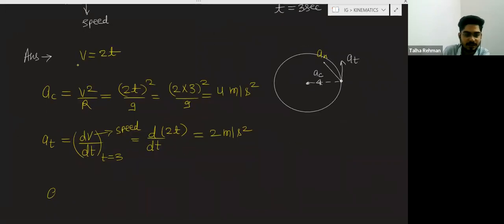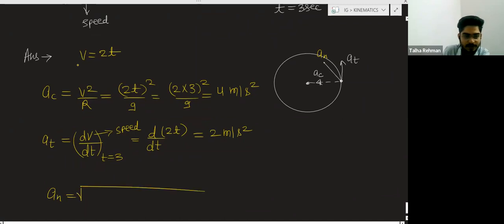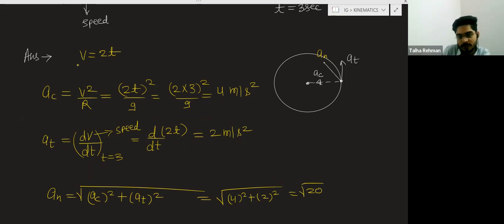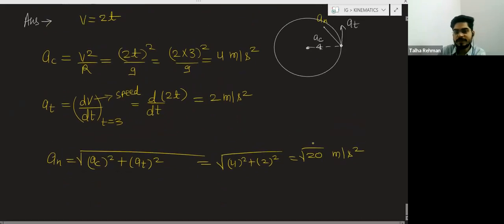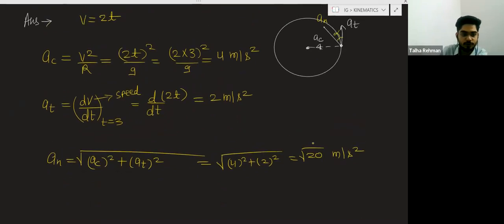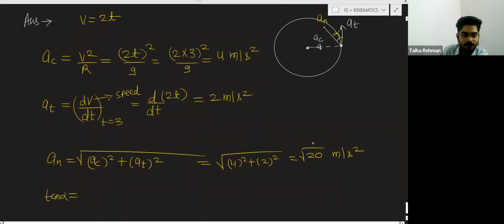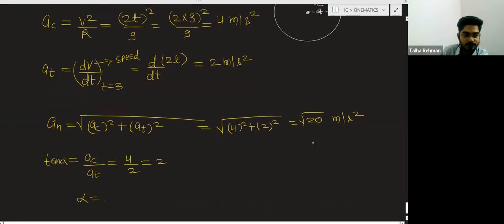Total net acceleration, I have told you how to calculate the net acceleration. Centripetal acceleration square plus tangential acceleration square. So this will be equal to 4 square plus 2 square. This will become root 20 meter per second square. Okay. If you want to find this angle alpha, I have told you how to calculate this alpha. Tan alpha is equal to centripetal acceleration divided by the tangential acceleration. What is centripetal acceleration? 4. Tangential acceleration is 2. So your tan alpha is equal to 2. So alpha is equal to tan inverse 2.